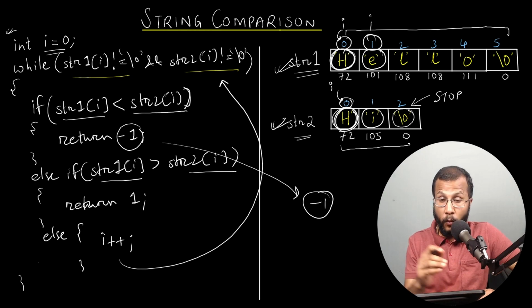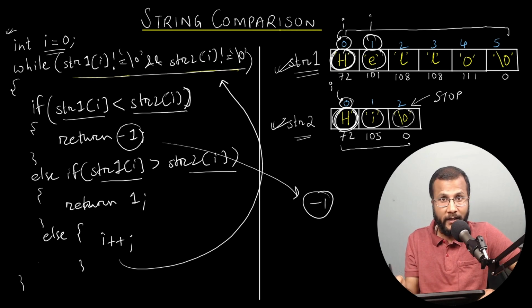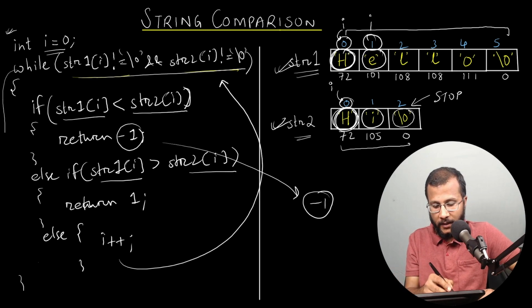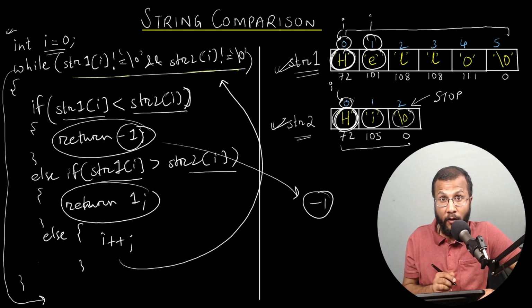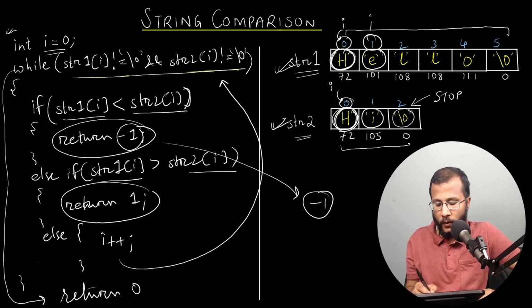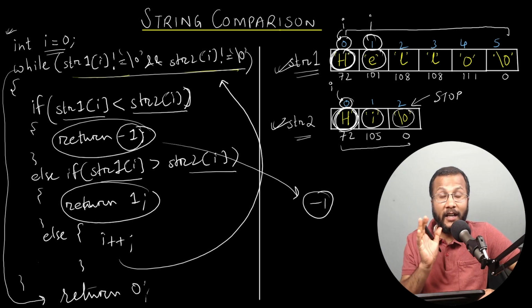Now in case both the strings are the same, if both the strings are hello, that means it will run the entire loop in both the strings. So it will come outside of the loop because it will not encounter this return, neither this return is encountered. If it is outside of the loop, that means that both these strings are exactly the same. So in that case, I'll have to write return 0, indicating that both these strings are exactly the same. So this is how you implement the string comparison function.